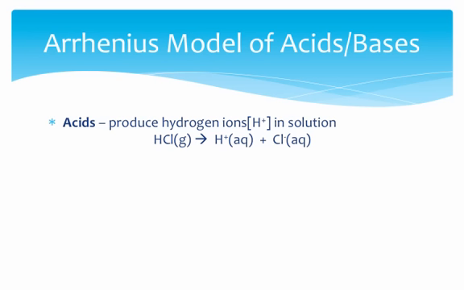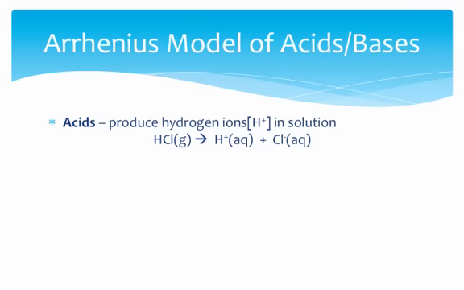Now let's move on then to the work that Arrhenius was able to do. He came up with the Arrhenius model of acid and base behavior, and a definition of what it means to be an acid and what it means to be a base. We'll start with that acid definition. According to Arrhenius, the definition of an acid is any chemical that produces H+ ions when in solution.